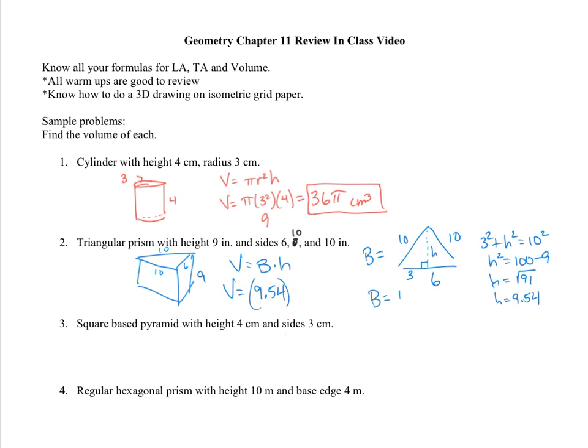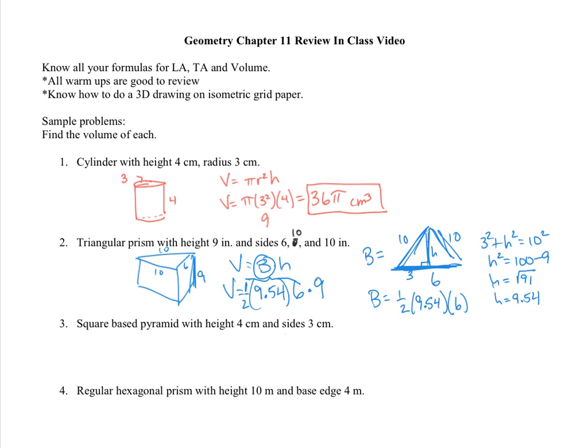The base area is going to be 1/2 times 9.54 times 6. So this is the area of the base, the area of this triangle: 1/2 times this whole base times that whole height. So 1/2 times 9.54 times 6. That is the value of that base area. And then the height of the whole prism right here is 9. So times 9. Let's multiply all that out.